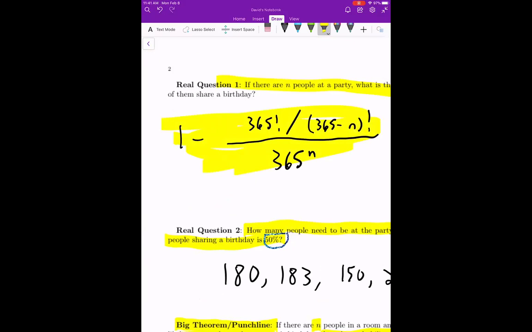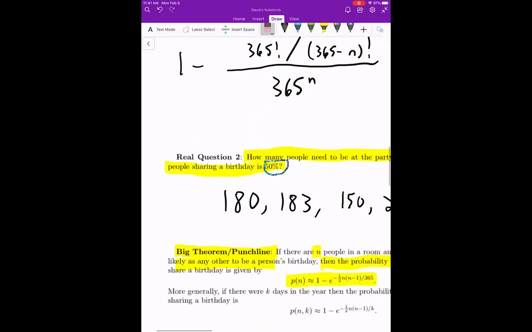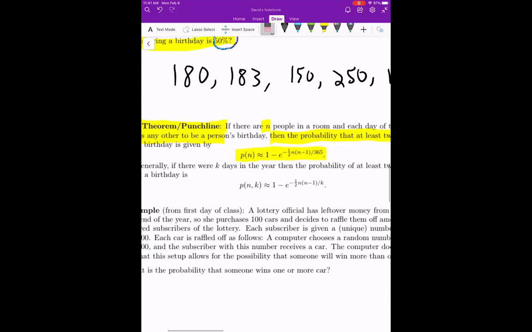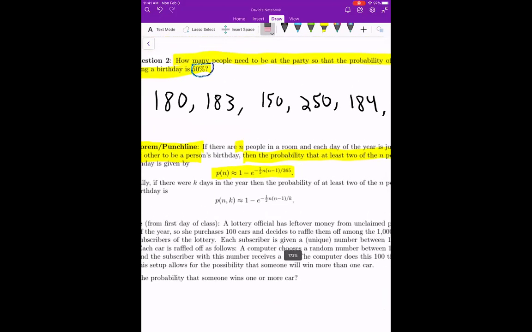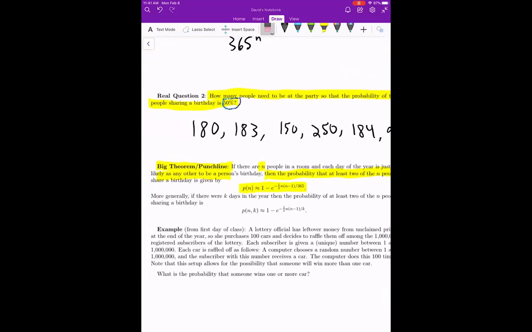And as n gets bigger, the approximation gets better and better. When n equals 2 or something, it's not a great approximation, it's okay. But for n equals 23, it's pretty good. Okay, so then more generally, there's nothing special about 365. If there were k days in the year and still n people, then here's the probability of a birthday share.